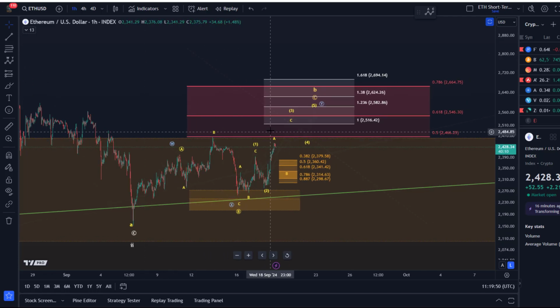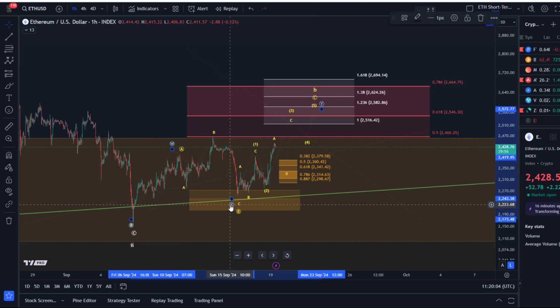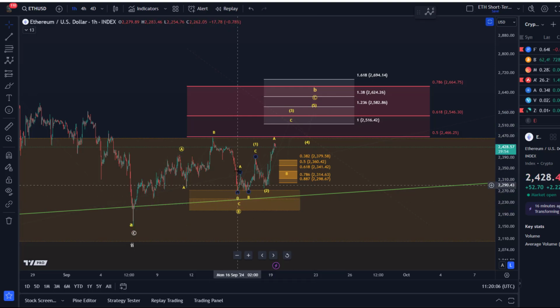The price moved from support towards resistance. We haven't really broken into resistance yet, but ideal upside targets are 2,516, 2,546, 2,582, and 2,624. If I look at this, it would still require wave 3 to finish, and then maybe another 4-5. So maybe around 2,500 to 2,600 would be ideal to complete Circle C.